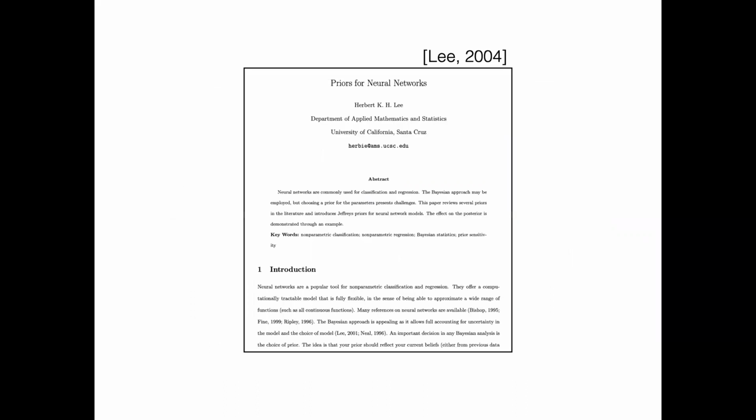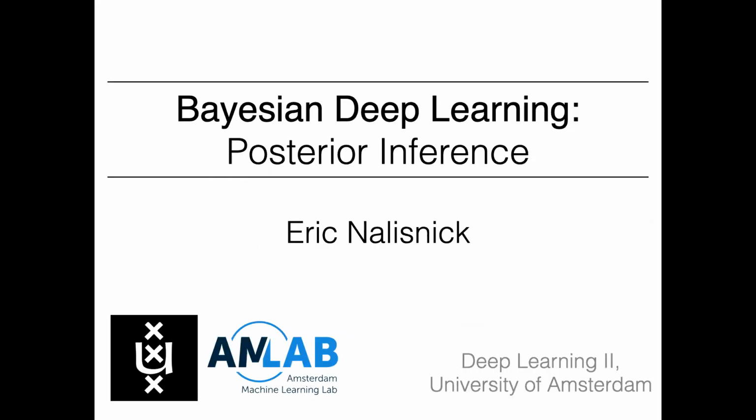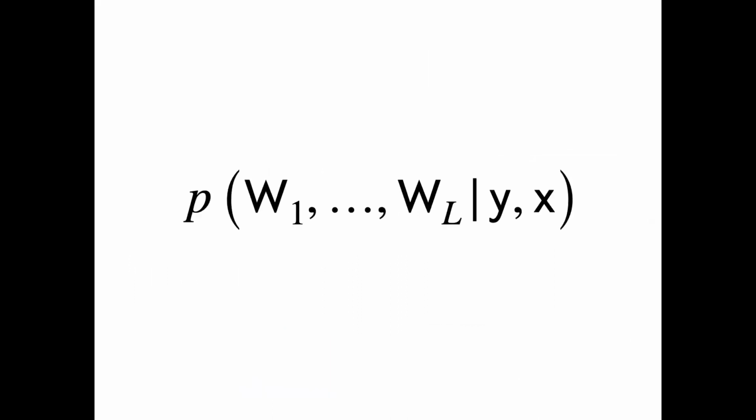Okay. And so then we've gone on to posterior inference. So now that we have the model and set the prior, how do we actually train the thing? And so the key object we care about, of course, is this posterior distribution, the probability of the weights given the observations.